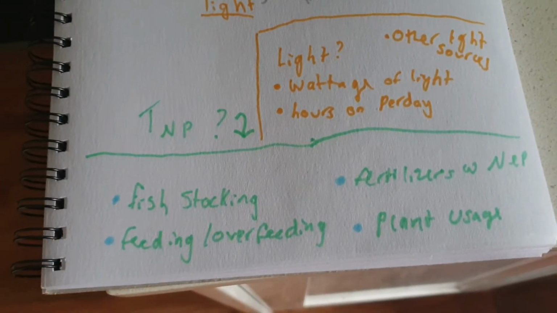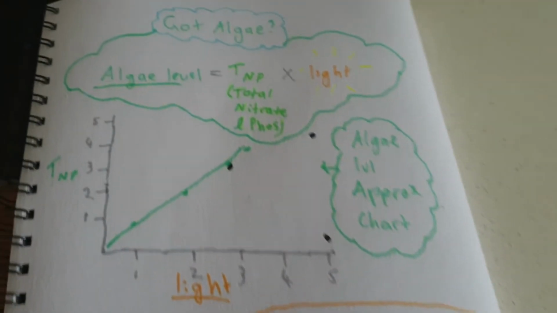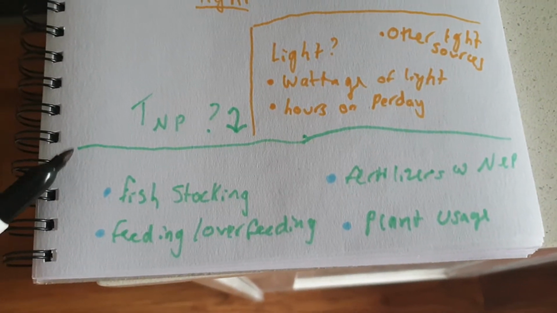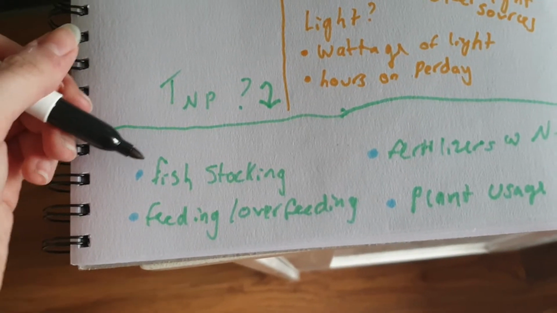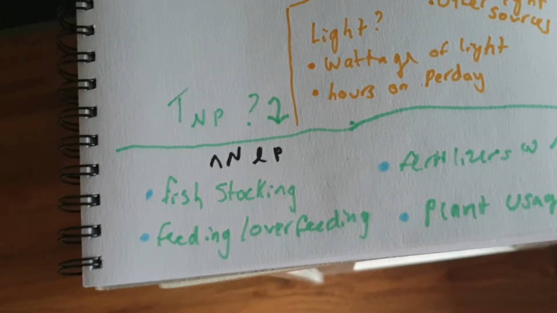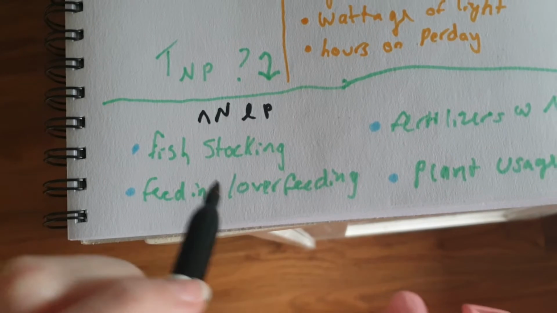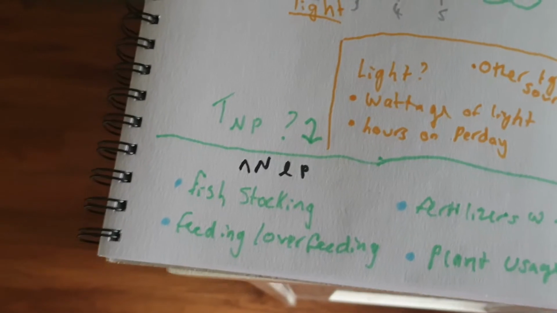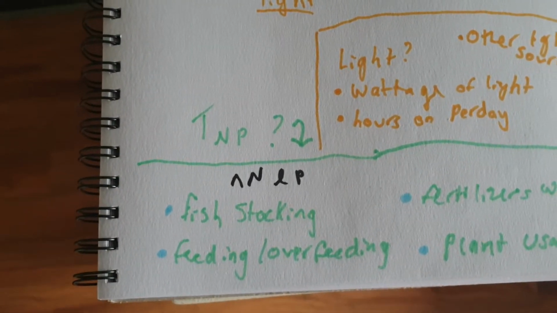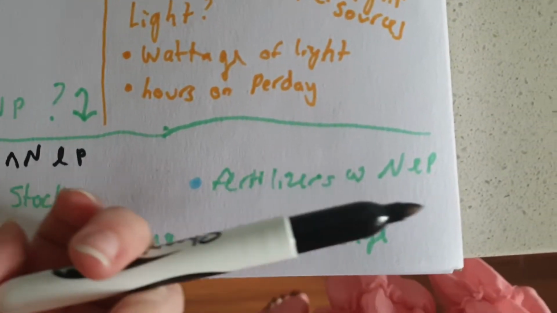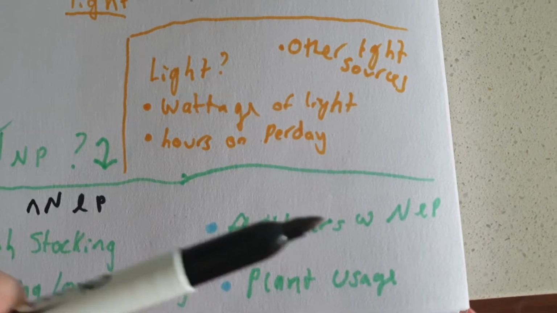So what is total nutrient level? That's pretty much just nitrate and phosphate. Where that comes from: fish stocking. If you've got a lot of fish in a small aquarium or just a lot of fish in general, that's going to bring up nitrate and phosphate. Overfeeding also turns into nitrate and phosphate. So nitrate and phosphate are just decomposing food and fish waste. It can also come from fertilizer, because some fertilizers have nitrate and phosphate, like the one I have.